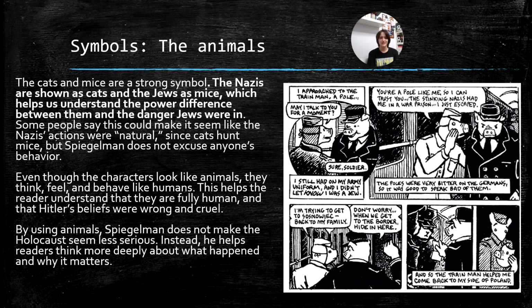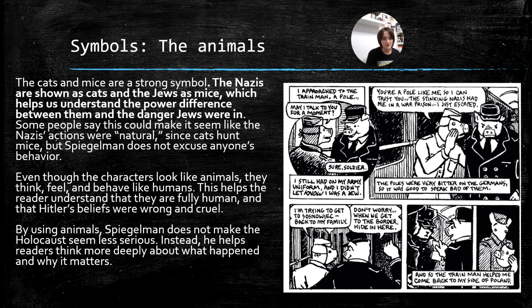The Nazis are shown as cats, Jews as mice, which helps us understand the power difference, because Nazis are the cats who hunt down the Jews. Basically, cats hunt down mice. So it's allegoric, don't you think?